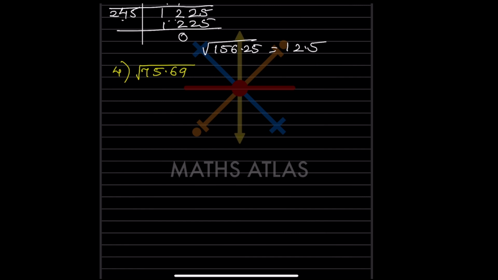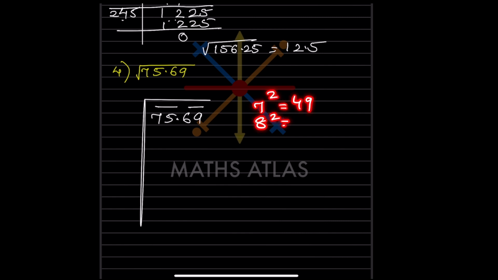Now for the next one, 75.69. Here you are going to again make two groups. So now what are you going to write here? Now let us see here. If you are taking here 7 square, that is 49. 8 square is going to be 64. 9 square is going to be 81. So here we have 75. We are going to consider the first group 75. So it should be 8 square. So 8 into 8. So 8 8s are 64.